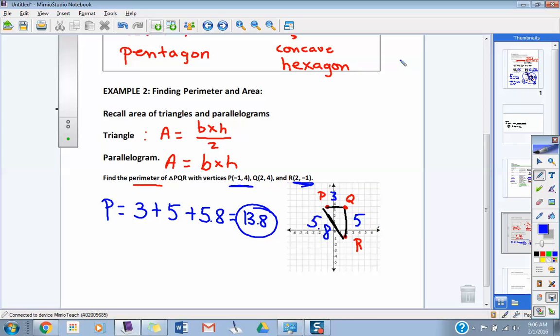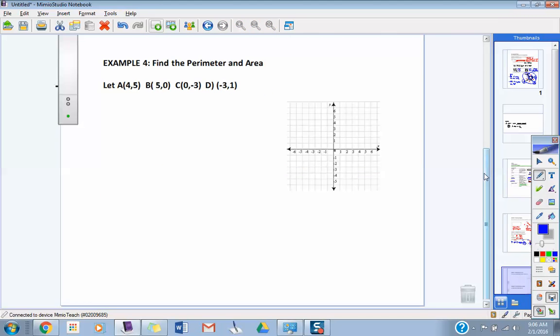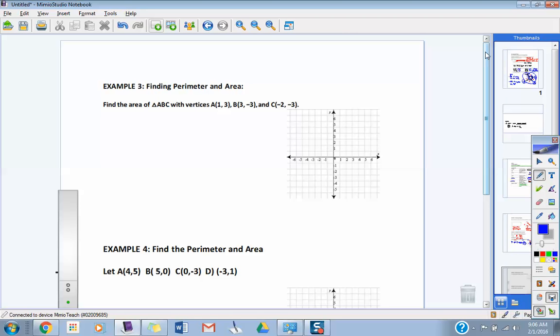All right, very good. Let's jump into this last page and see where we land. So here we're going to look at finding the area. Okay, we're going to find the area. How many square units are on the inside of this? All right, and this is not bad to do, not bad to do at all. Find the area of triangle ABC with vertices (1, 3), (3, -3), and (-2, -3). Go ahead and plot those quickly, all right? Plot those quickly. I'm going to do the same.